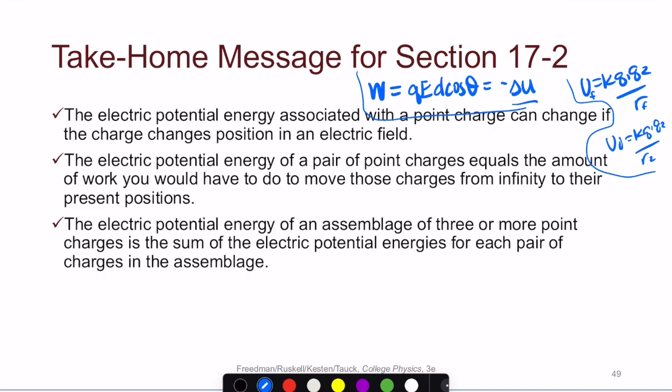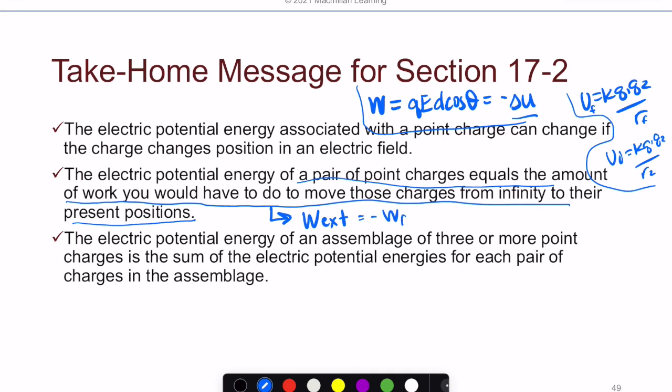So we saw that the electric potential energy of a pair of point charges equals the amount of work you would have to do to move those charges from infinity to their present positions, right? So this is a conceptual explanation, where we're saying that the work that we would do is equal to the opposite of the work done by the force or by the electric field. And we're examining the situation of moving those charges from infinity, so their initial position would be at infinity, to their present position, which is their final position, right?